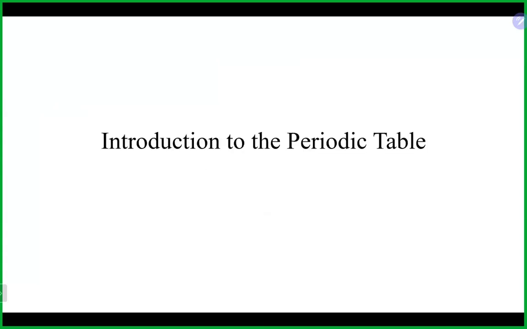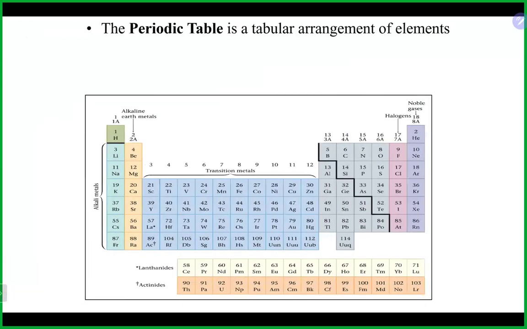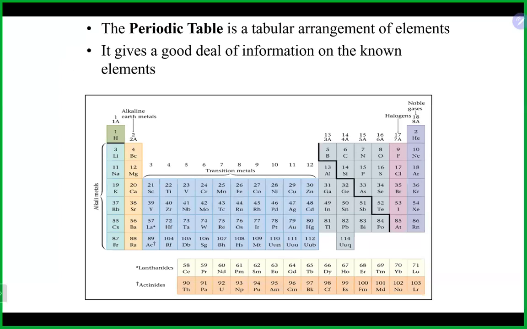Let's talk a little bit about the periodic table. So there's our periodic table hanging on the wall there. Let's talk about some of the important things about the periodic table. First off, obviously the periodic table is an arrangement of the elements. There were spots left open as they were putting the periodic table together to fill in other elements along the way.